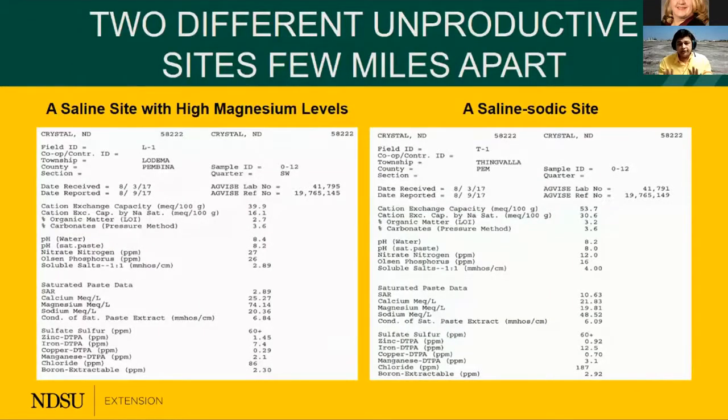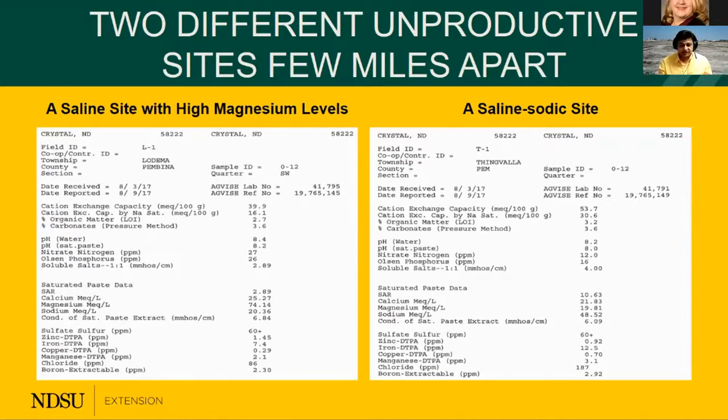Here are the two results I was talking about when I first got aware of the high magnesium levels compared to calcium. I was helping this producer with sampling 2 sites which had similar symptoms, a few miles apart, actually in the Red River Valley. It's in Pembina County, slightly east of Mountain. If you look at the results, both sites have salt issues.